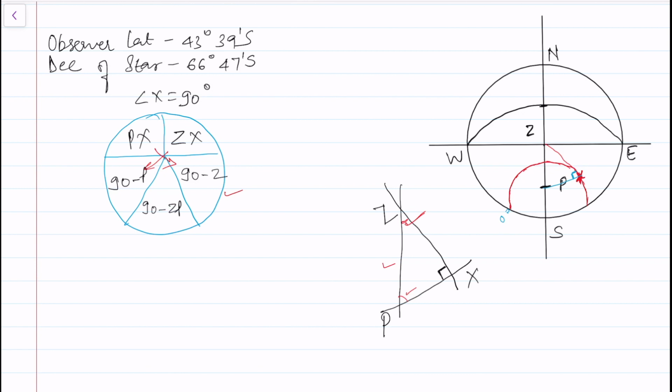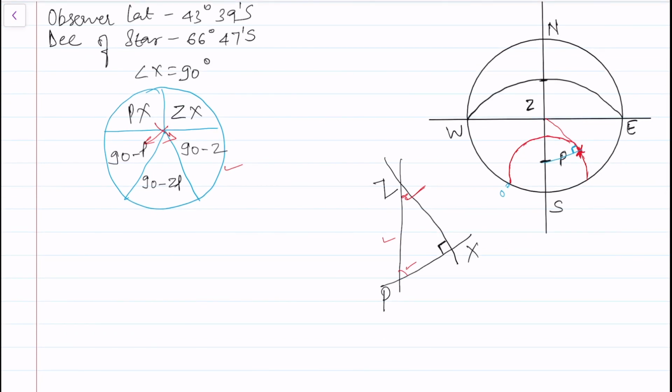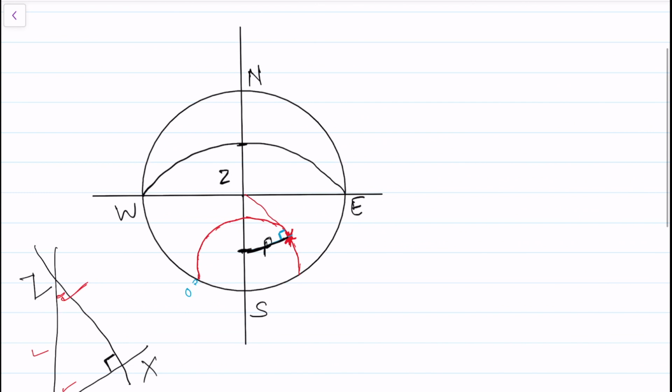Now what we need to calculate is, and understand in the diagram. Let us understand what all information we have from the diagram. Now what is PX, this one in the diagram? PX is 90 minus declination. Remember this. So we have PX.